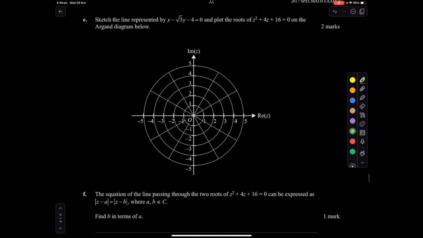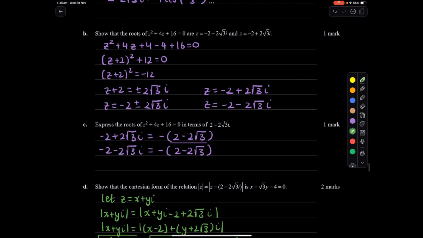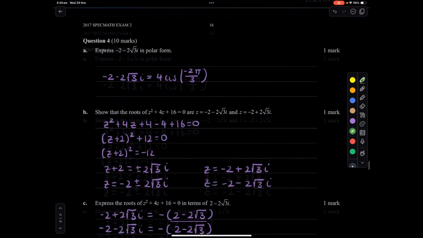Sketch the line represented by this and plot the roots of this. Okay, so what were the roots of those? It was negative 2, negative 2 root 3. So that's going to be negative 2, negative 2 root 3. If I'm not mistaken, it's here. So that's one. And the other one's the conjugate, so it must be over here. Yeah? Have a look at that.